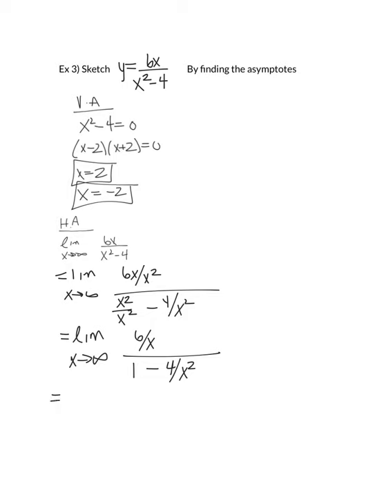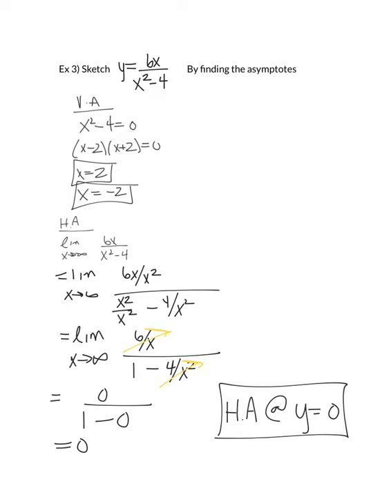At this time, I am going to be plugging in my x of infinity, so I am not writing limit notation anymore. 6 over infinity we can simplify to 0 over 1 minus, and again 4 over infinity does simplify to 0. So I'm going to be getting 0, and I know that I have a horizontal asymptote at y equals 0. At this point, we can take all of this information, plug that into our graph. We'll be able to get those dotted lines and then see what happens from there.